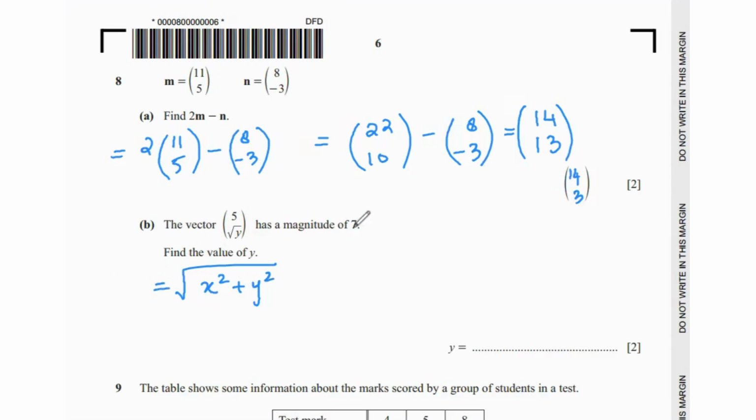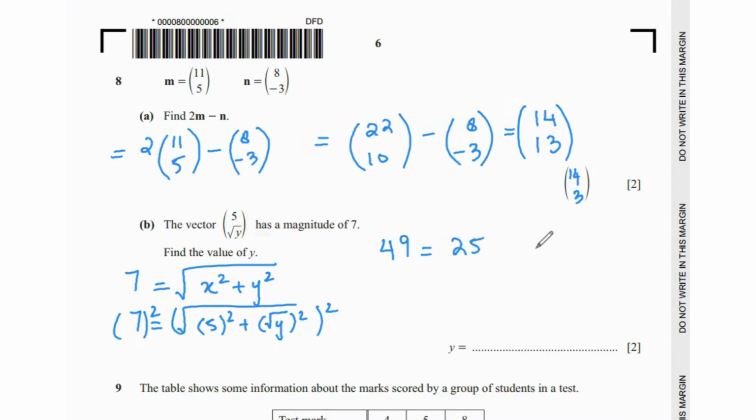So over here, they've given us the magnitude, which is 7. So it's 7 equals to root of 5 squared plus root y squared. So first, I'm going to get rid of the root on the right-hand side. So that leaves us with 49 equals to 5 squared, which is 25, and square of root y is y. Then we do 49 minus 25, which is 24. So your y value is 24. So remember, magnitude of a vector has the same formula as finding the hypotenuse in Pythagoras.